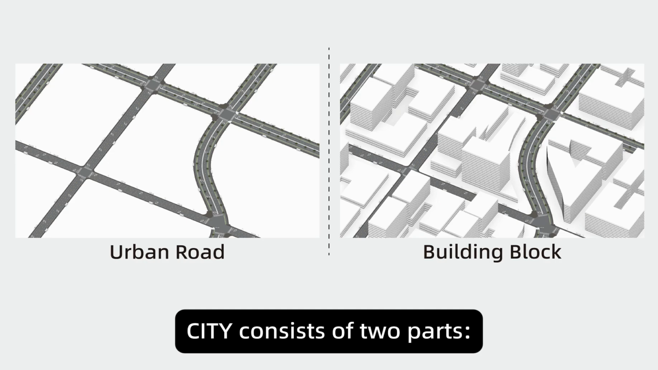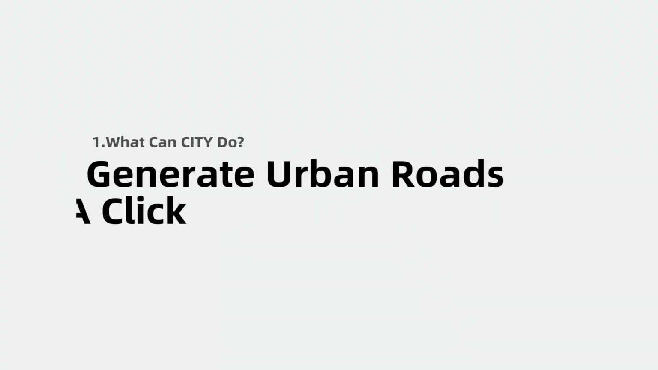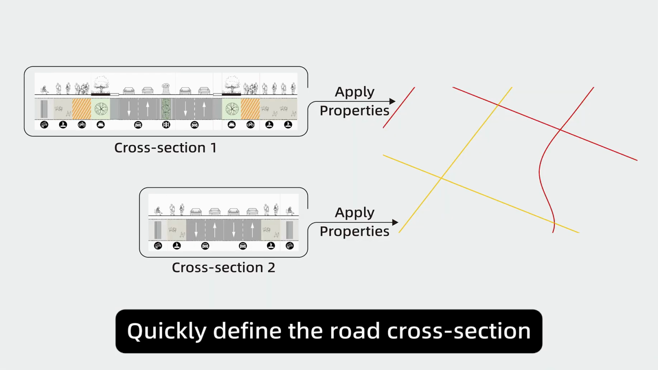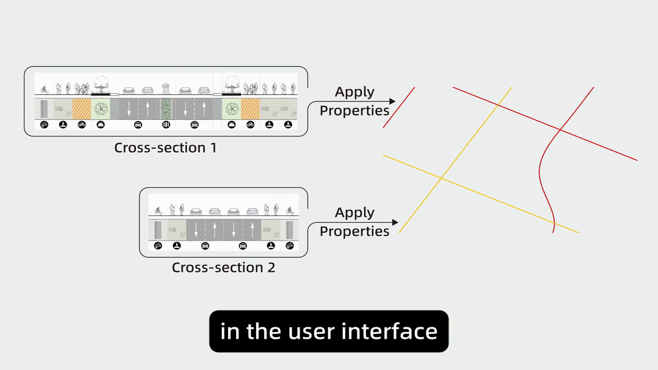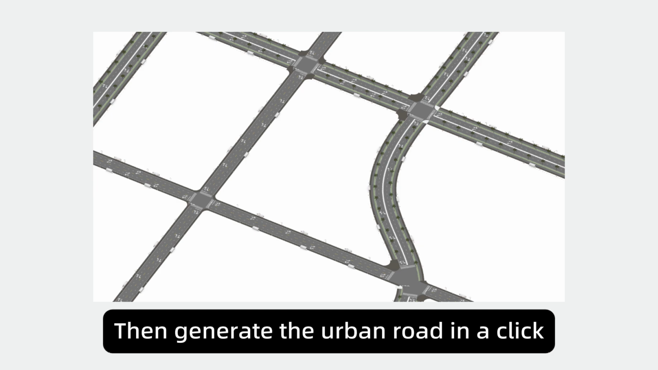City consists of two parts: urban roads and building blocks. Generate urban roads in a click. Quickly define the road cross-section. In the user interface, assign the attributes to the curve, then generate the urban road in a click.